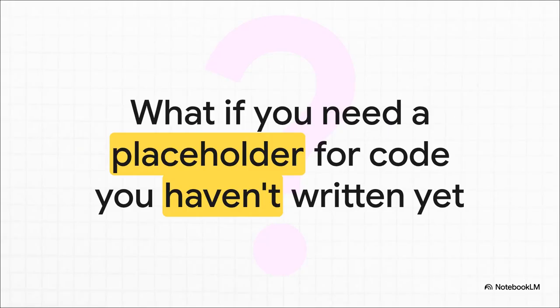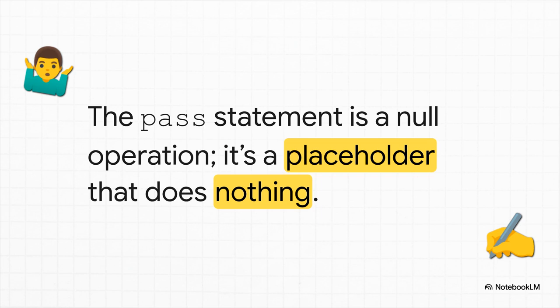This actually brings up a really common problem. You're mapping out a big if statement or a function, but you haven't written all the code for it yet. If you just leave it empty, your whole program will crash because Python's syntax demands something to be there. And the answer is the beautifully simple pass statement. It literally does nothing. It is a complete void, a null operation. Its only job in life is to be a placeholder, to keep the syntax happy so your unfinished program doesn't fall apart.